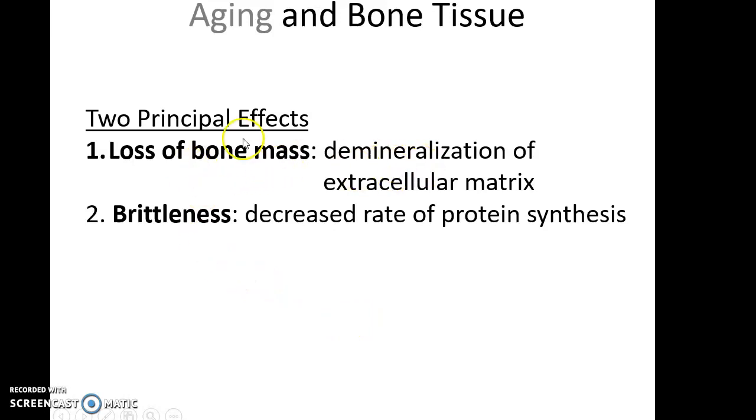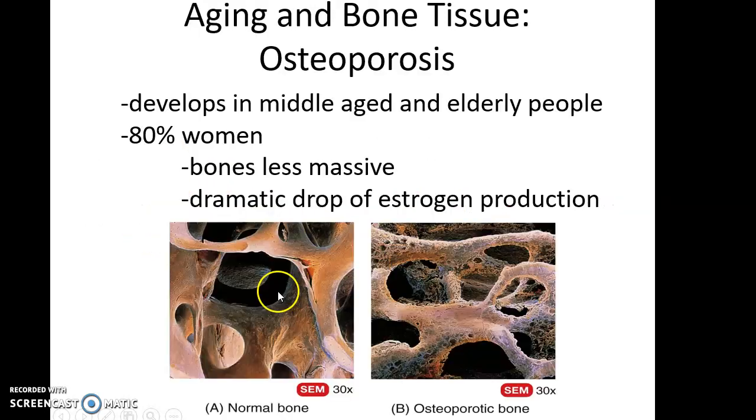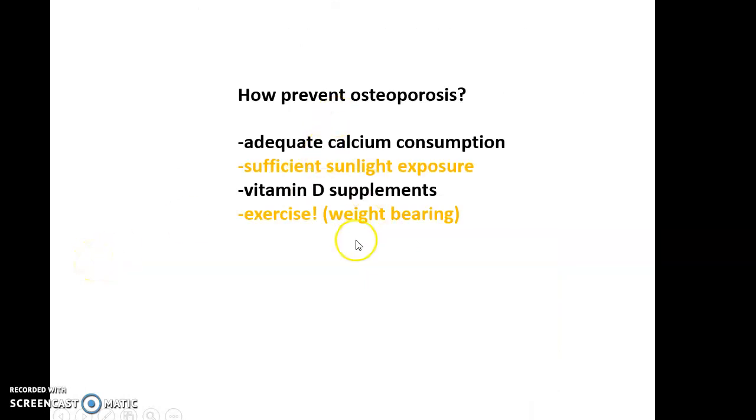Bone loss from aging: we lose minerals, we lose the ability to form the extracellular matrix. This can lead to brittleness of the bone, making it easy to break, which can lead to osteoporosis, which occurs more often in women. And here are some ways to prevent it: sunlight, vitamin D, lots of calcium, and exercise.